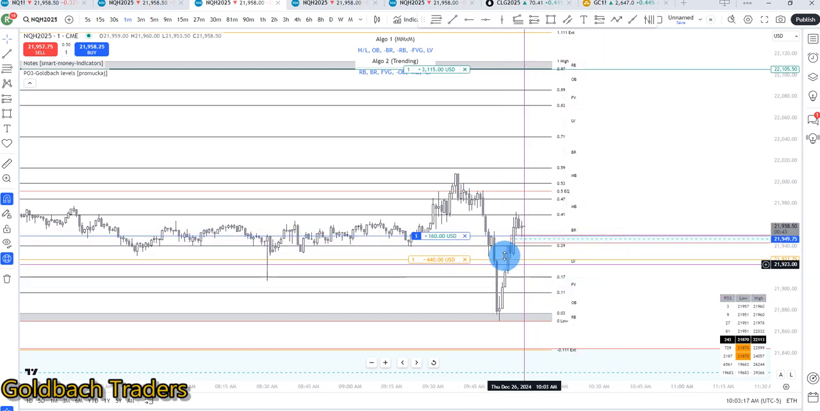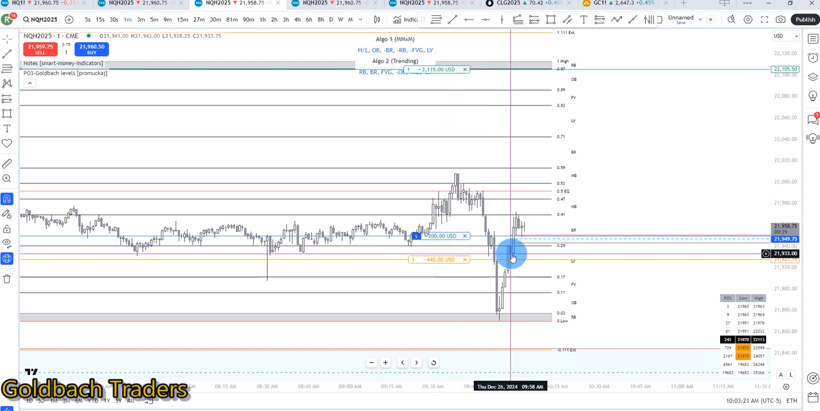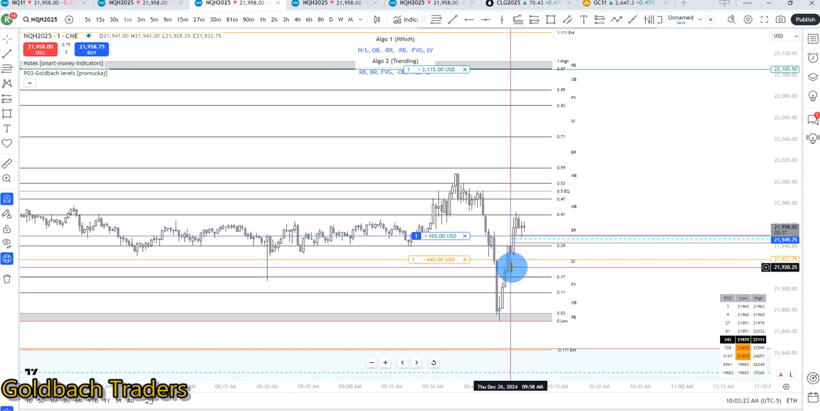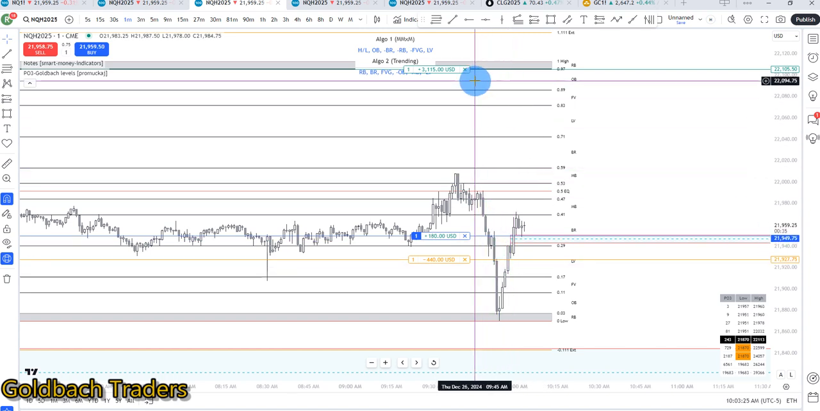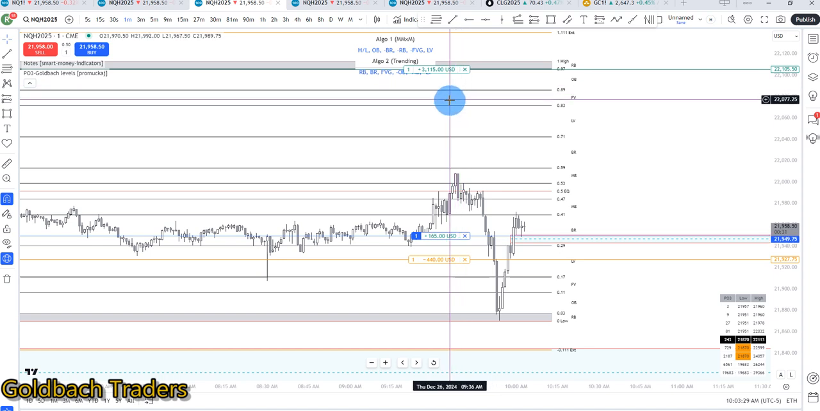The way I'm playing this now is just with one contract, and I put my stop loss just below this candle here, the down candle, and I've got my take profit at the beginning of the rejection block. So we'll see how this plays out.